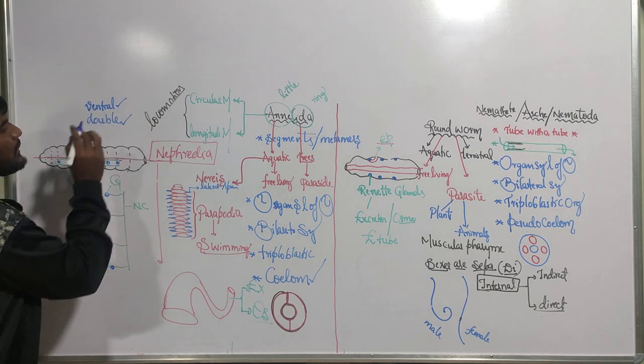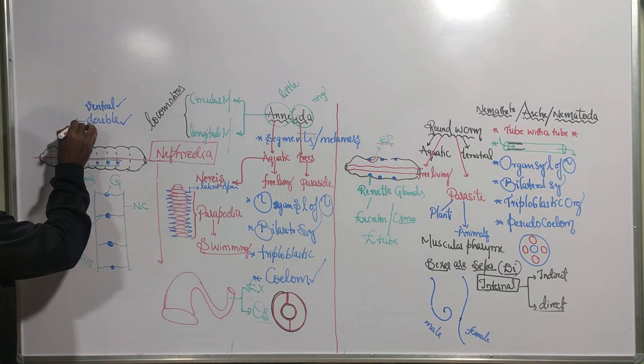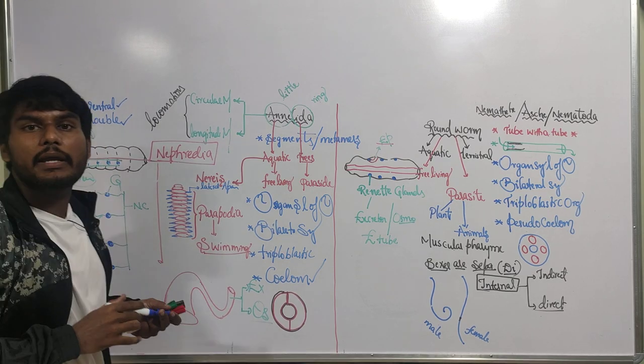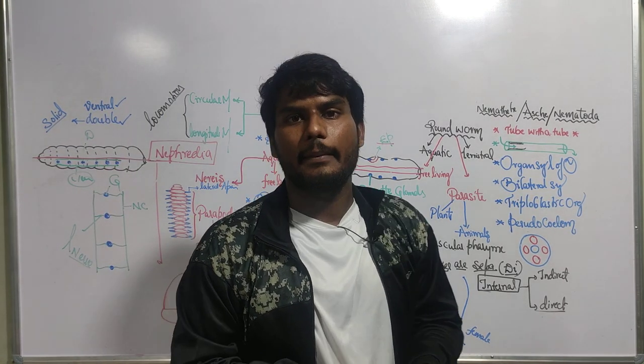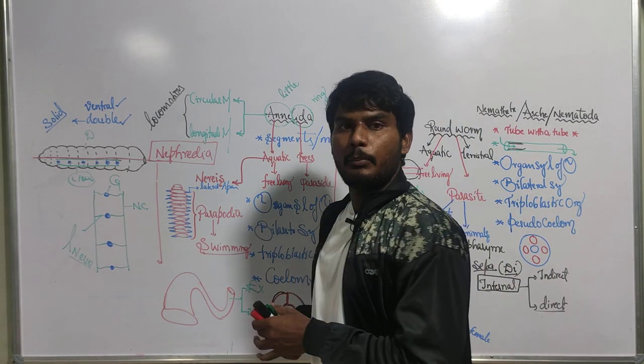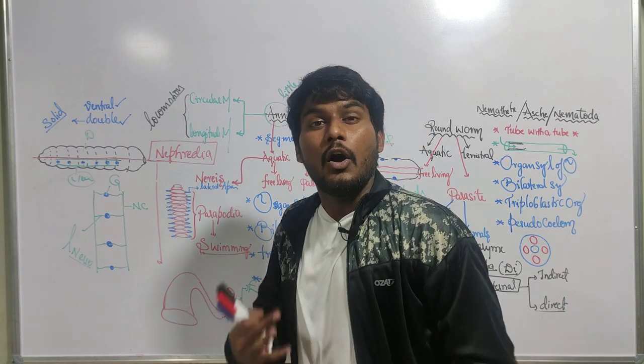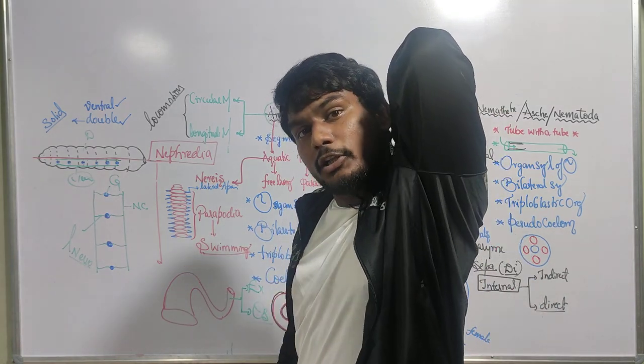And how many nerve cords are present? Double. And the nerve cords are solid in shape. They are not hollow, they are solid. There is no gap in that. So this is very, very important: for a non-chordate, the nervous system is located on the ventral side. For chordates, the nervous system is located on the dorsal side.